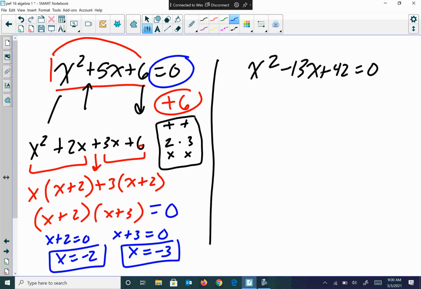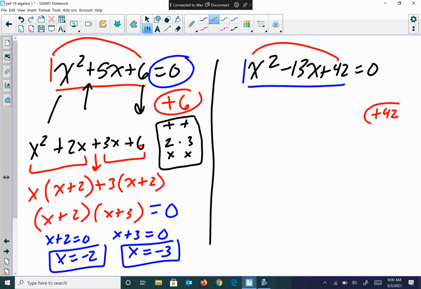This next problem, it's equal to 0. That's what we want. We don't have to move anything. I want to take my 3 terms, break it into 4 terms. If in front of x squared is a number, great. If not, put a 1. Multiply 42 times 1 to get positive 42.